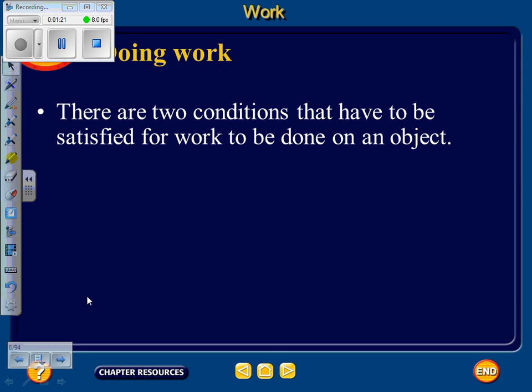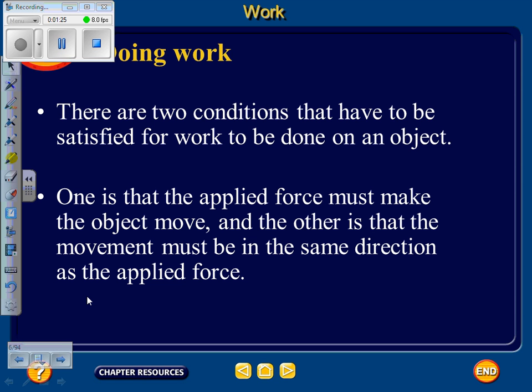There are two conditions that have to be satisfied for work to be done on an object. One is that the applied force must make the object move, and the other is that the movement must be in the same direction as the applied force.